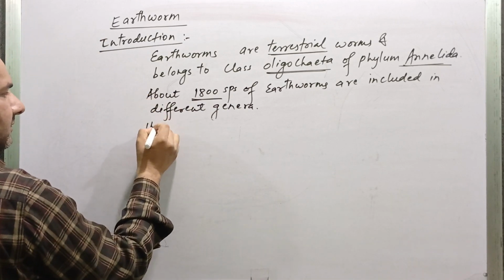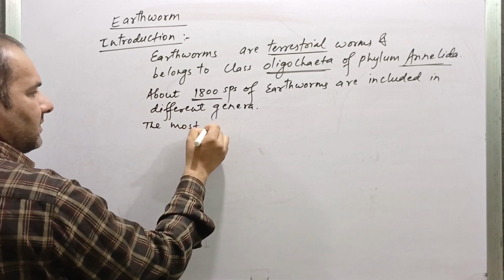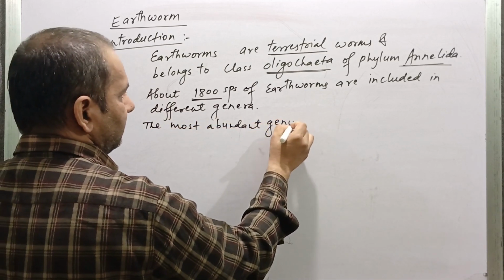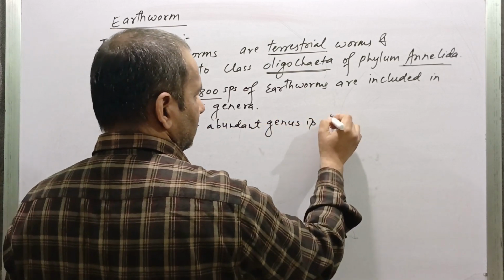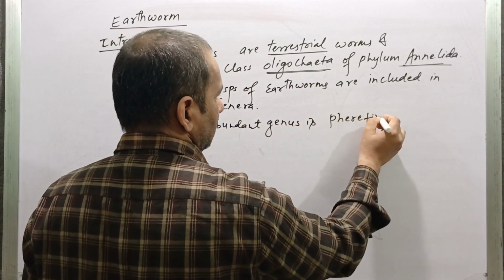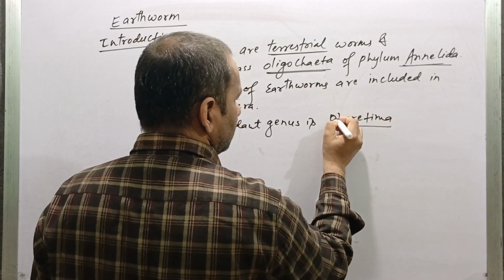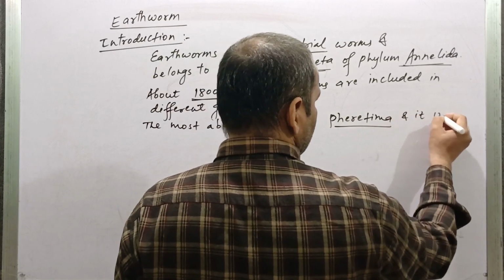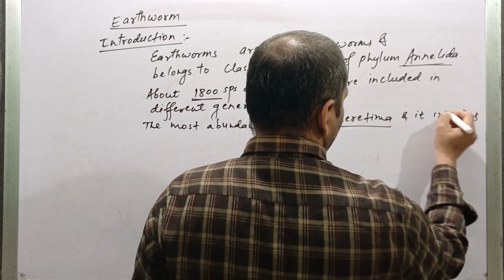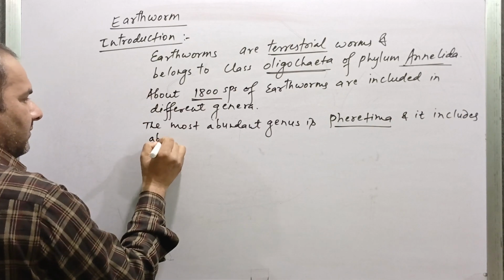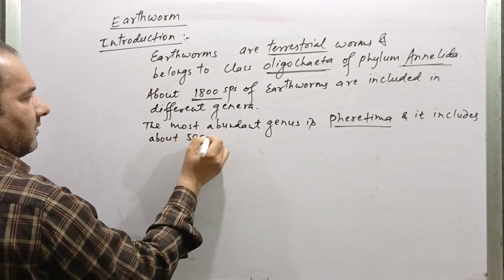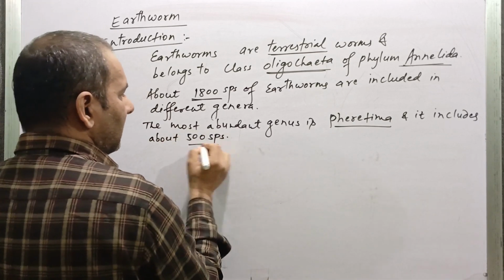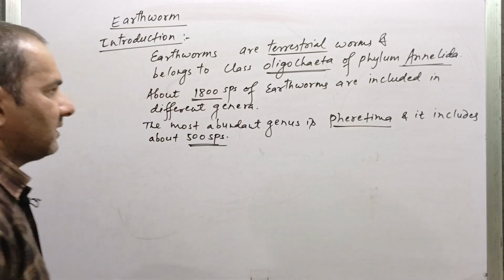The most abundant genus is Pheretima. Pheretima is the most abundant genus and it includes about 500 species.